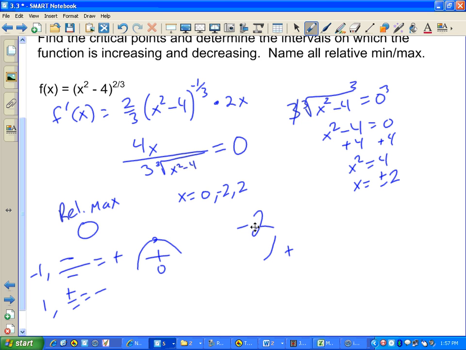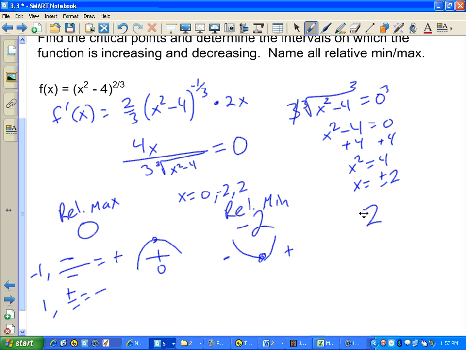My left side, if I put in -3, I'd have negative on top. I'd have -3 squared, which is 9. 9 minus 4 is 5, which is positive. The cube root is going to be positive, times a positive is going to be positive. So you have negative over positive, which is negative, which means this is decreasing, which means -2 would then be a relative min.